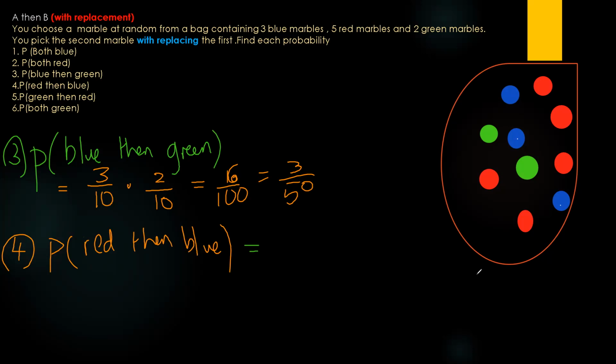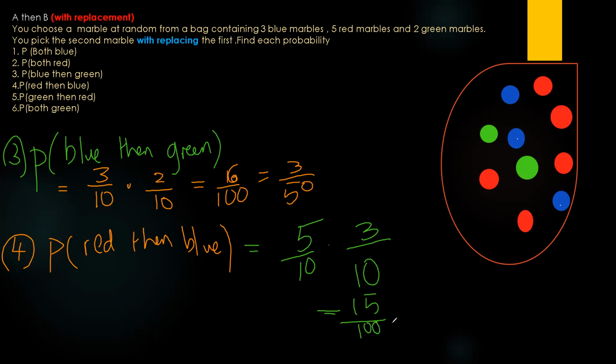What is the probability of getting red first? We have 5 over 10 times blue. How many are blue? 3 over 10. So which will be 15 over 100.